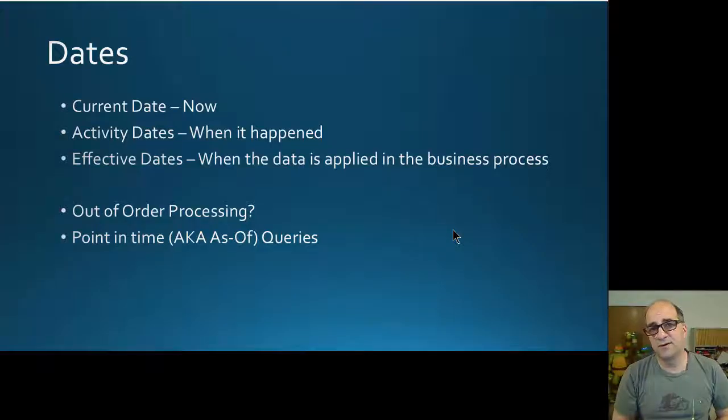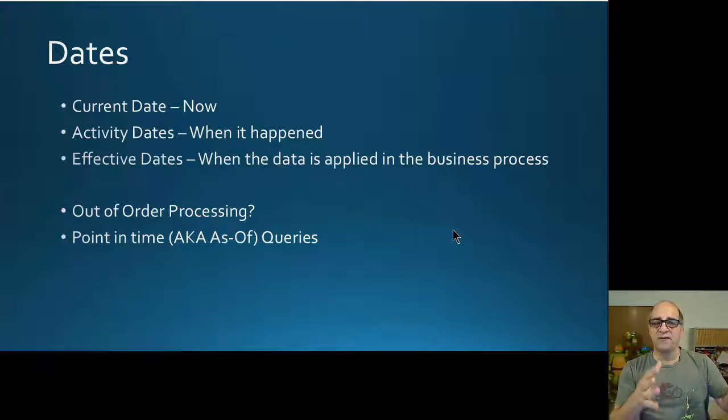When I finally get around to doing the out-of-order processing discussion for effective and activity dates in temporal databases, we'll go into this deeper. But basically, the idea here is that we have different dates, and somehow we need to be able to massage the way those dates work if we want to do compressed time testing. So I'm really not going to talk about out-of-order processing here.